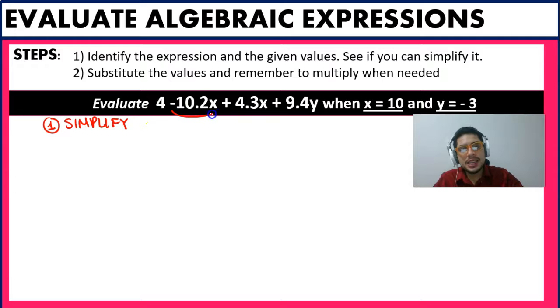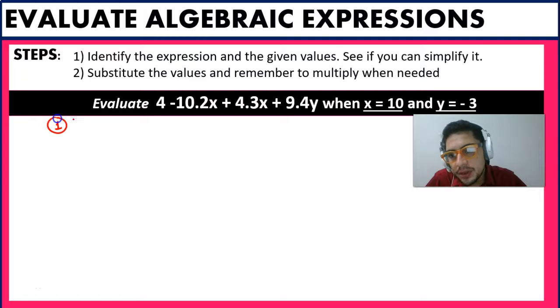Because we have a 10.2x and a 4.3x, we can simplify that. How can we simplify that? It's like having 4.3 apples and we're subtracting 10.2 apples. So the coefficients, which are the numbers in front of the x, are going to be simplified. Because you have different signs, minus and plus, you're going to subtract and put the sign of the highest one. So in this case, it would be minus 10.2 plus 4.3.